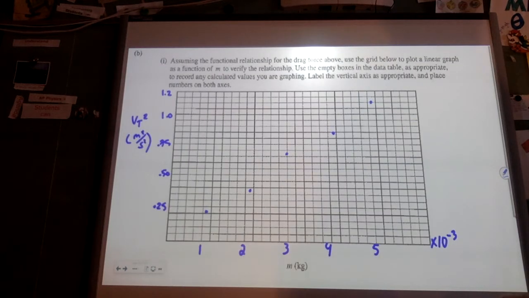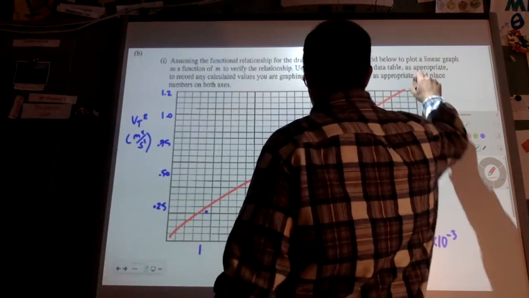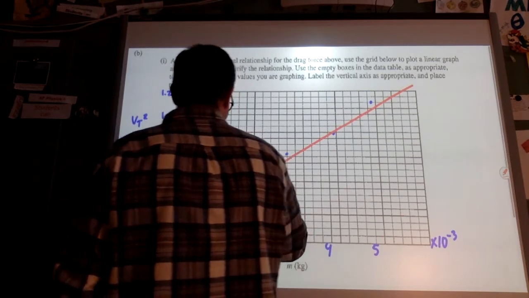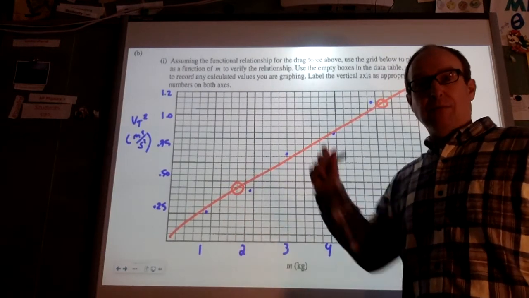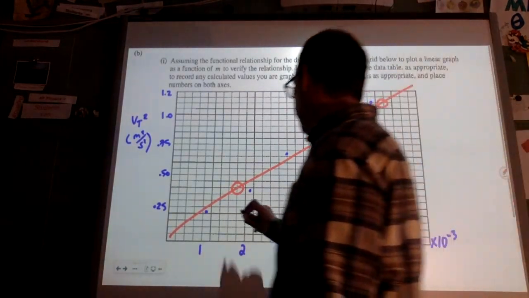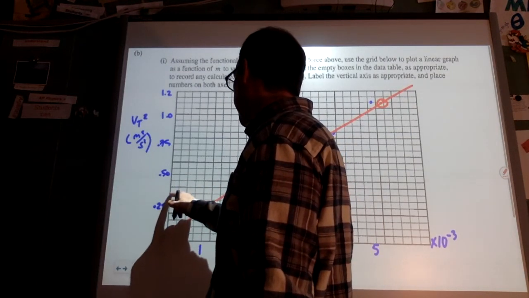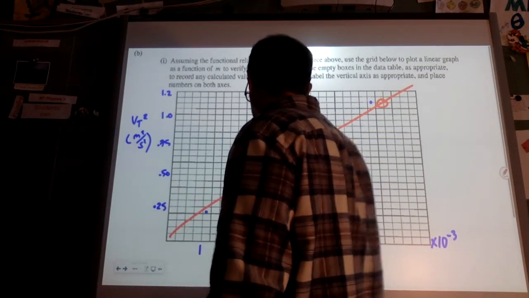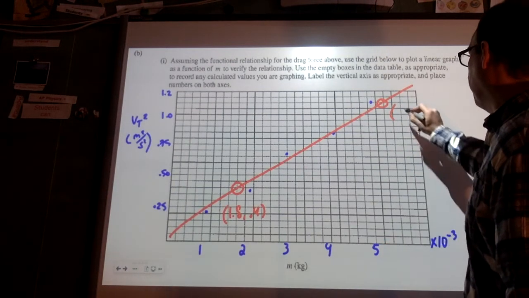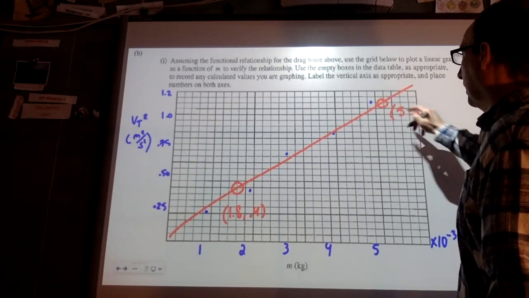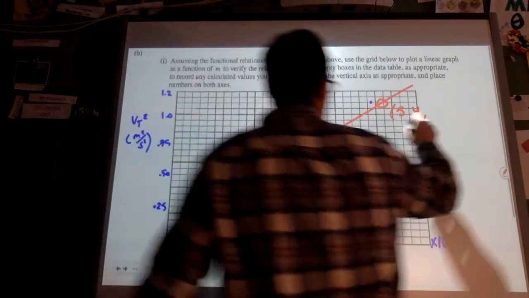Use your graph to calculate C. All right, so I need to do a best fit line and pick 2 points off of this. Yours is going to be much better than mine, hopefully. So I always circle in a big thing for the ones I'm using. Remember, you can't use your points, so I'm going to have 1.8, 3.4, and I'm going to have 5.4, 1.1.